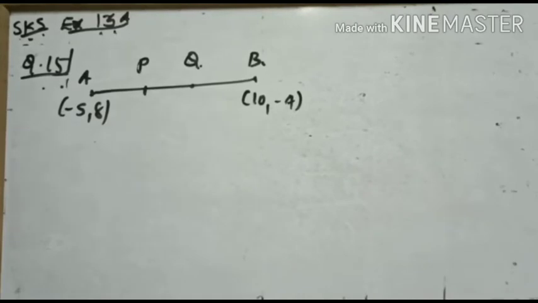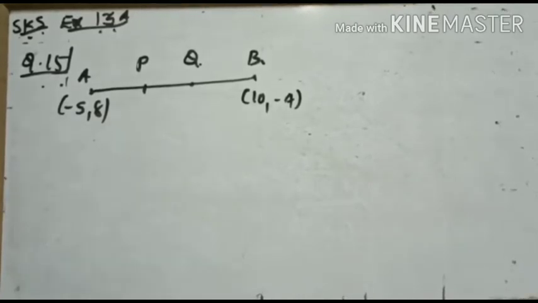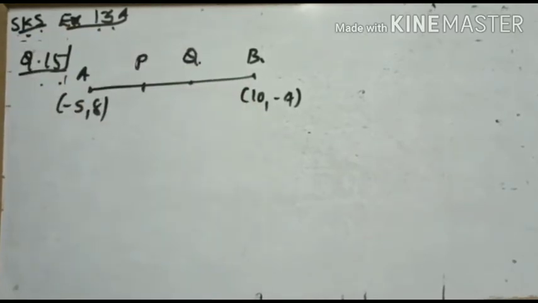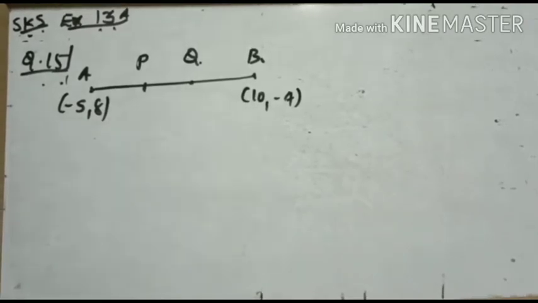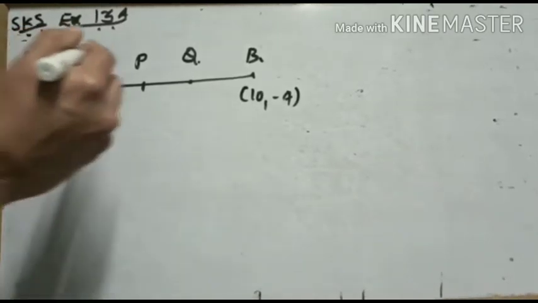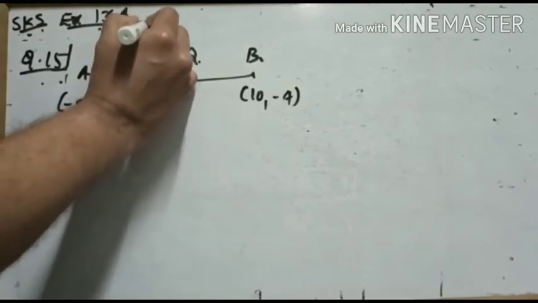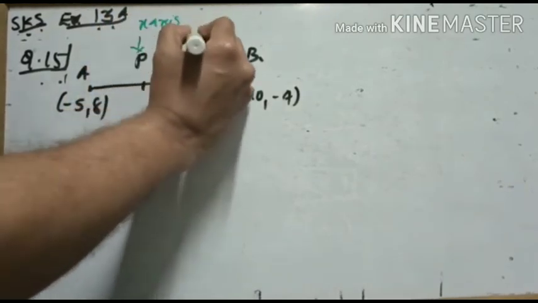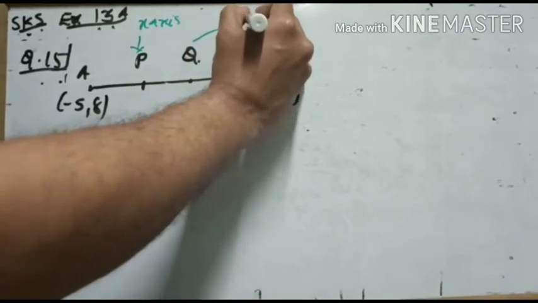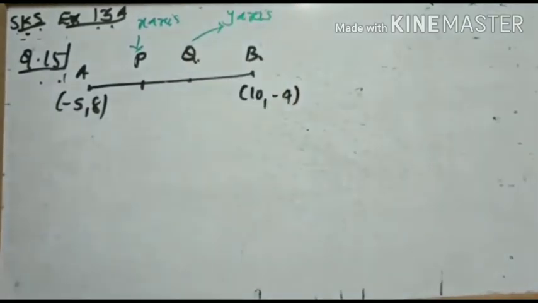There's a little tricky question, question number 15 from exercise 13A. They have given us that there are 2 points A and B which are trisected by 2 axes. Trisected, divided into 3 equal parts. Now say for example, point P lies on the x-axis. One of the points will lie on one axis, the other point will lie on the other axis. That is, suppose P lies on the x-axis and Q lies on the y-axis.